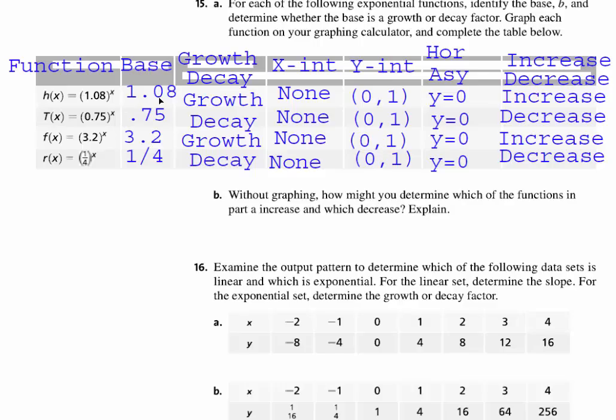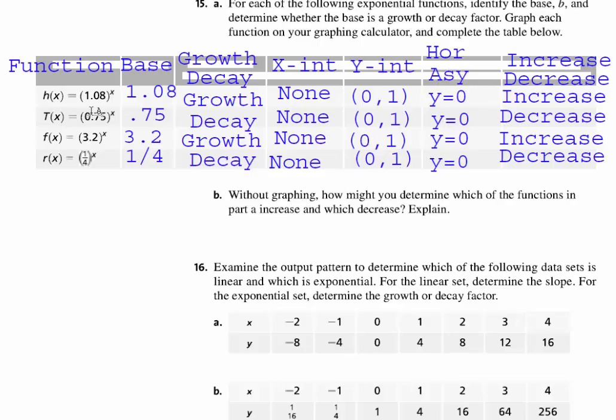Was it growth or decay? Well, when b is greater than 1, we have growth. Here my b is between 0 and 1, so it's decay. My b is bigger than 1, so we have growth. B is between 0 and 1, so we have decay. For all of these functions, there's no x-intercept. If you graph all of these, none of them will cross the x-axis, and they all have a y-intercept of (0, 1). Every time I plug in 0 for x, I always receive 1 as my output.